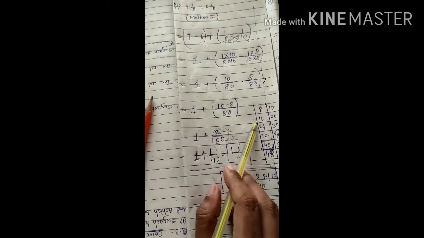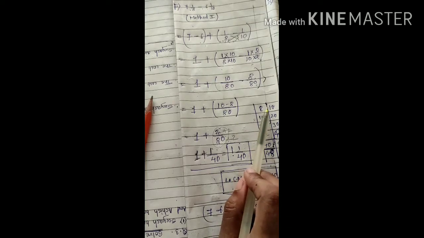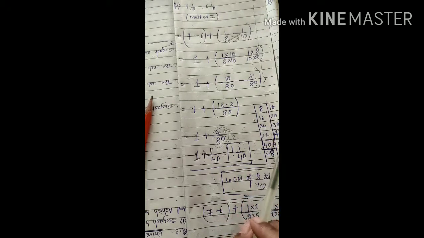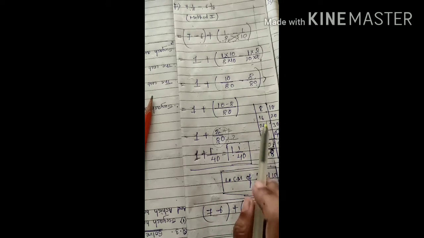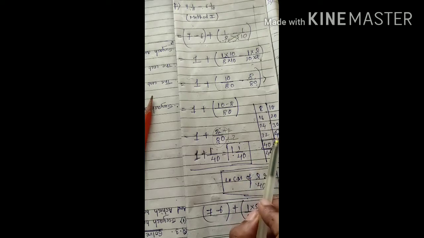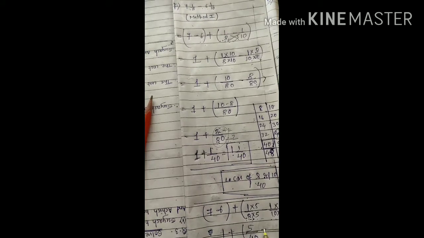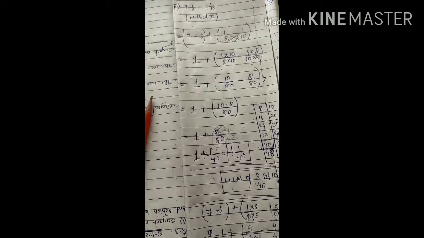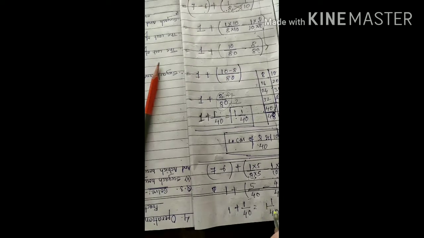Okay, in the table of 8, the fifth place there is a 40, and in the table of 10, in the fourth place there is a 40. So 7 minus 6, that is 1. 5 ones are 5, 8 5s are 40, 4 ones are 4, 10 4s are 40. Okay, so 1 plus 5 minus 4, how much? 1 upon 40.